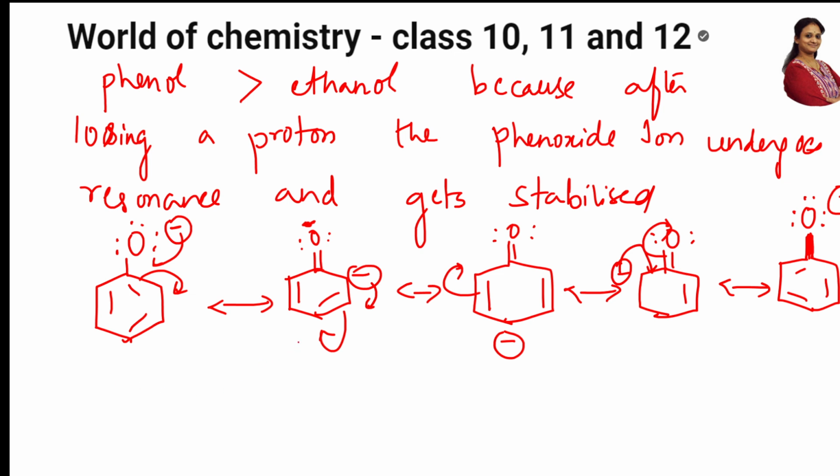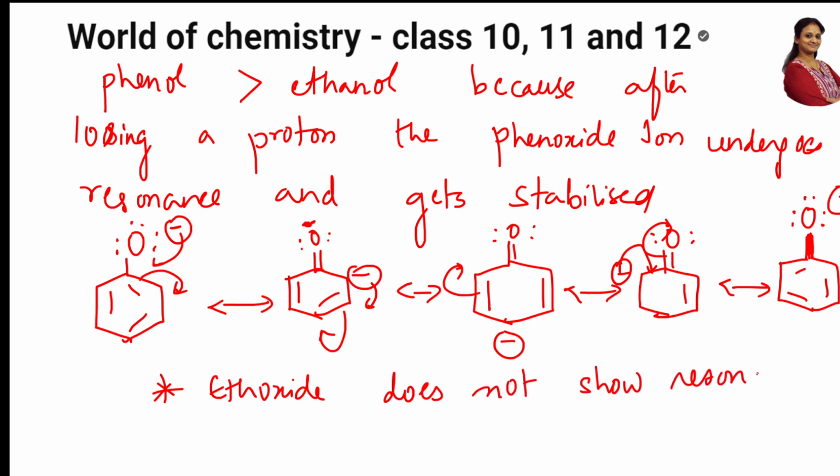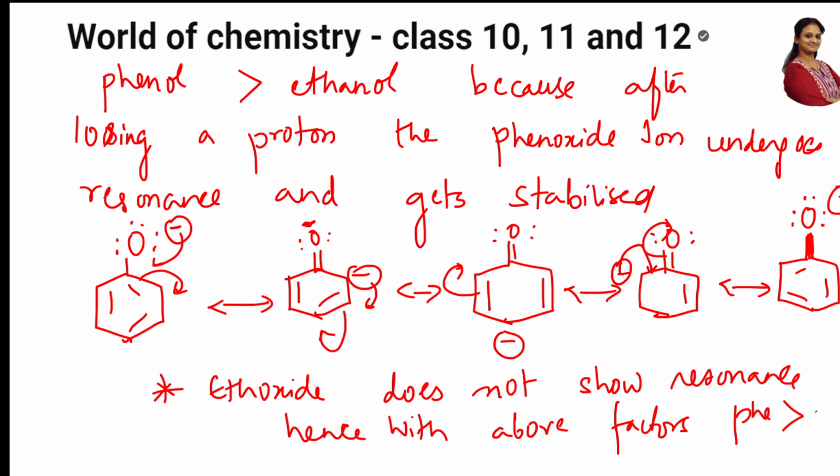But in ethanol, is there any resonance, students? So you'll write ethoxide, you'll put a star here. Ethoxide does not show resonance. That's all. Hence, with the above factors, phenol is more acidic than ethanol. You'll just write the answer like this and leave it. You'll be getting complete marks in that. Is it okay? Is it clear, students?